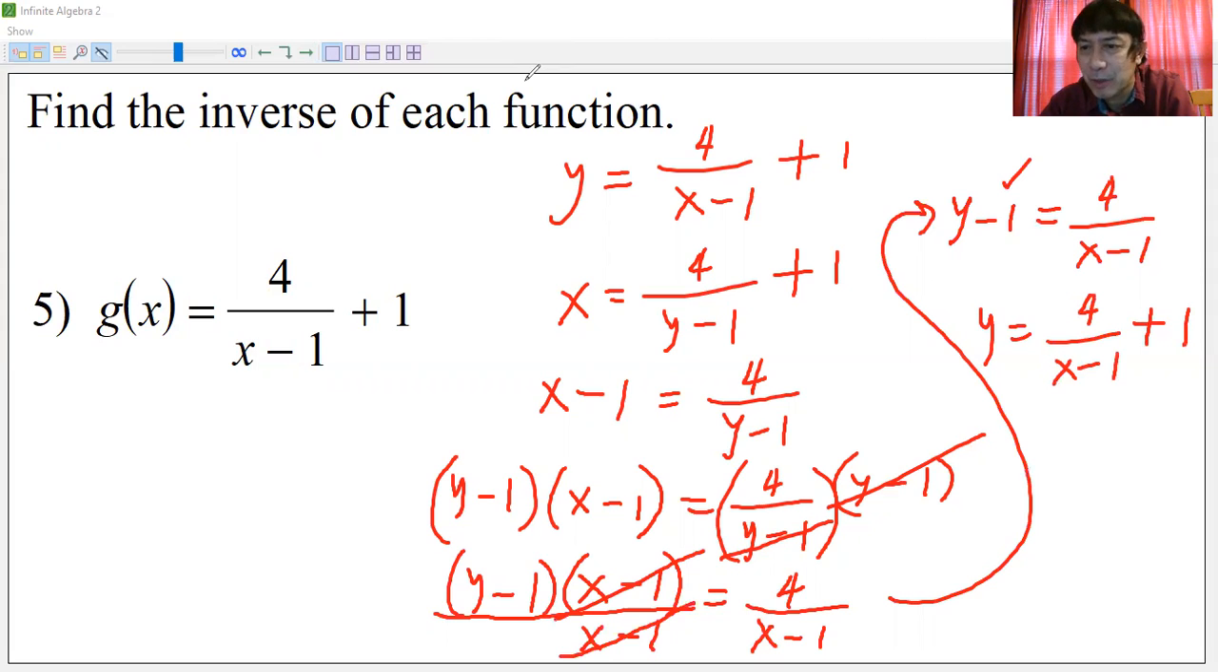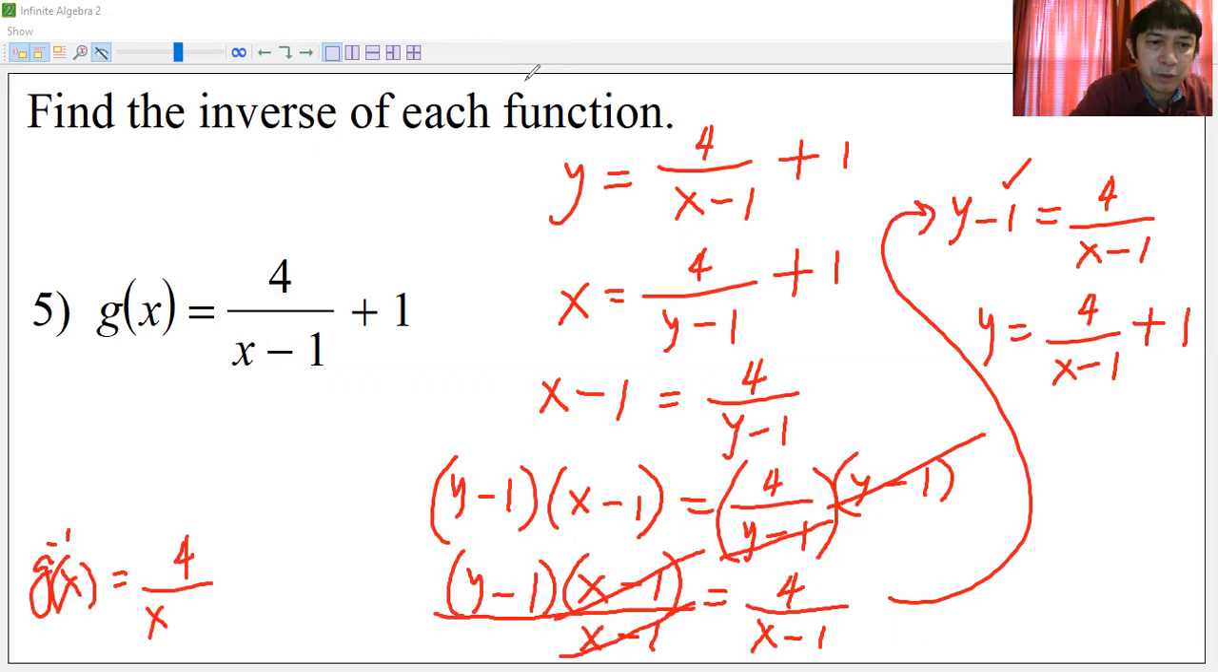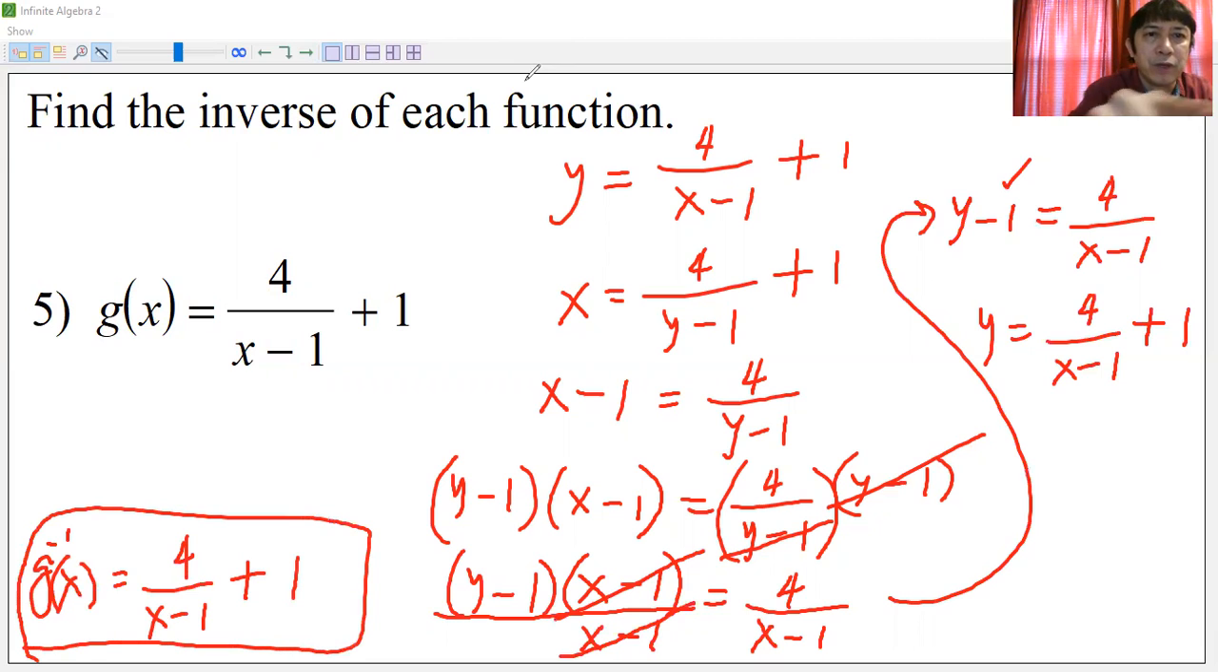And this y can now be replaced with g of x to the negative 1. So the final answer must be, let's rewrite this, okay? Let me rewrite that at the left side, okay? So this will be g of x to the negative 1 is equal to 4 over x minus 1 plus 1. There. And this is our answer. And we can verify that.